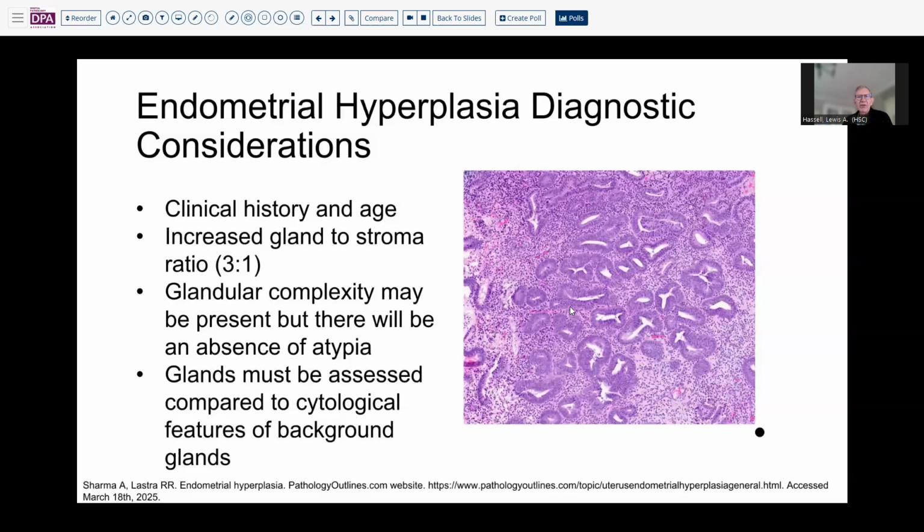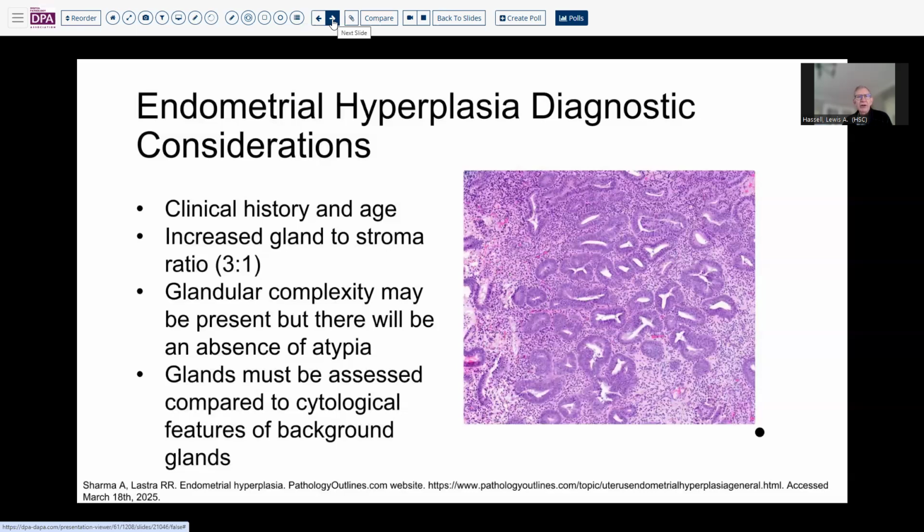But the presence of cytologic atypia, in other words, a distinction between these hyperplastic glands and the background, more normal glands, is nil. And that's the important thing, that the comparison of the glands in this setting with the other glands in the patient's endometrium is very critical.